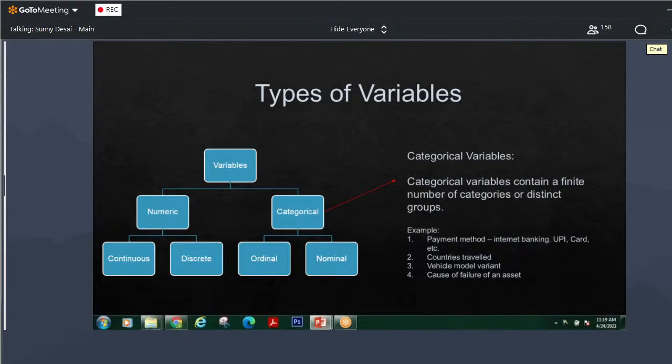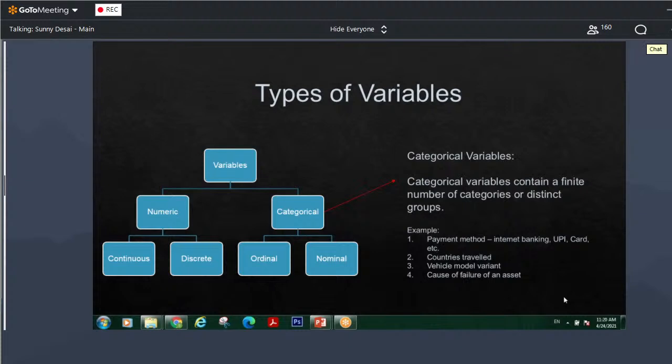For example, the countries you travel or the continents you travel. Now you can travel to Africa, you can travel to Russia, you can travel to different countries, cities, but those are finite, right? So these are known as categorical variables. But do they have any natural order? When you define America, when you define Europe, when you define Russia, or Africa, or Asia, is there a natural order in it? There is no natural order.